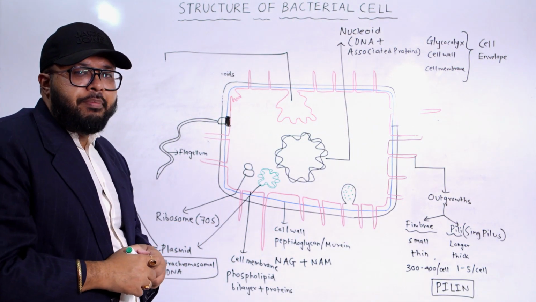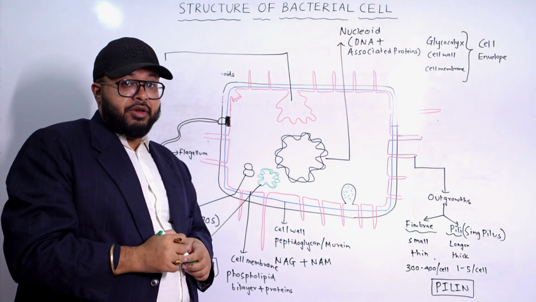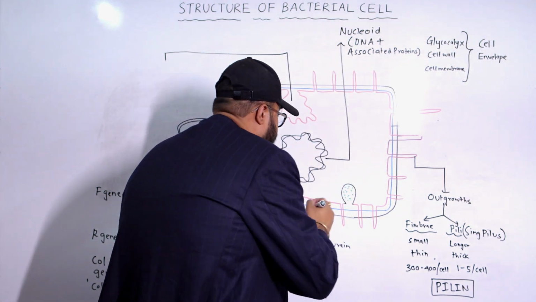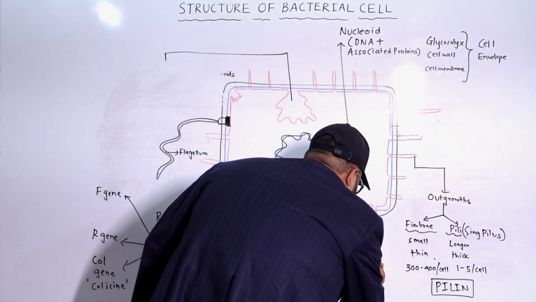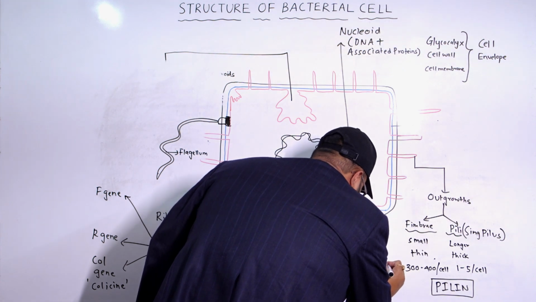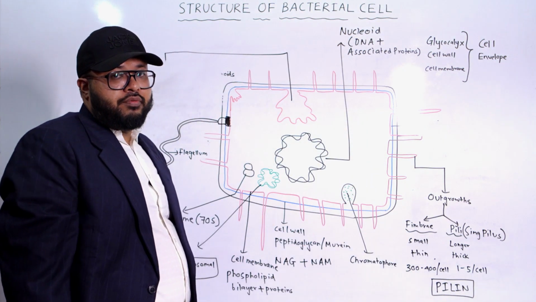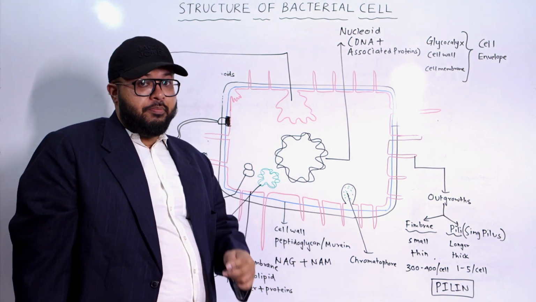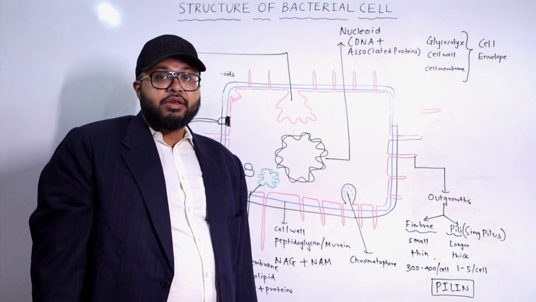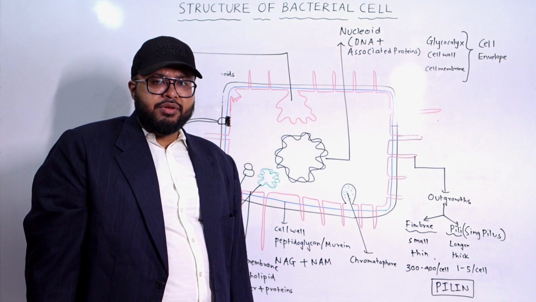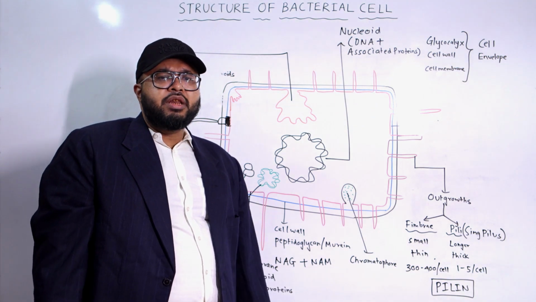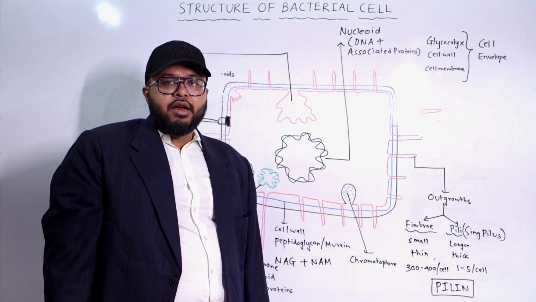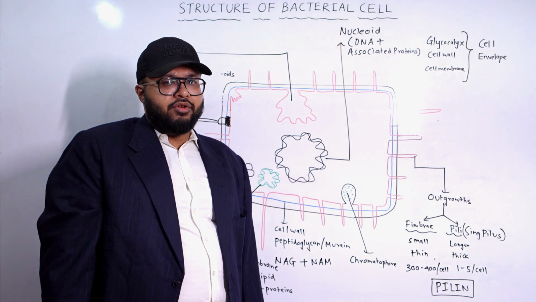In some photosynthetic bacteria, chromatophores are present. This is a chromatophore. These are pouch-like invaginations of the cell membrane. They contain photosynthetic pigments such as bacteriochlorophyll, carotenoids, etc., and are involved in photosynthesis. They are found in photosynthetic bacteria like cyanobacteria, that is blue-green algae, green sulfur bacteria, purple sulfur bacteria, etc.